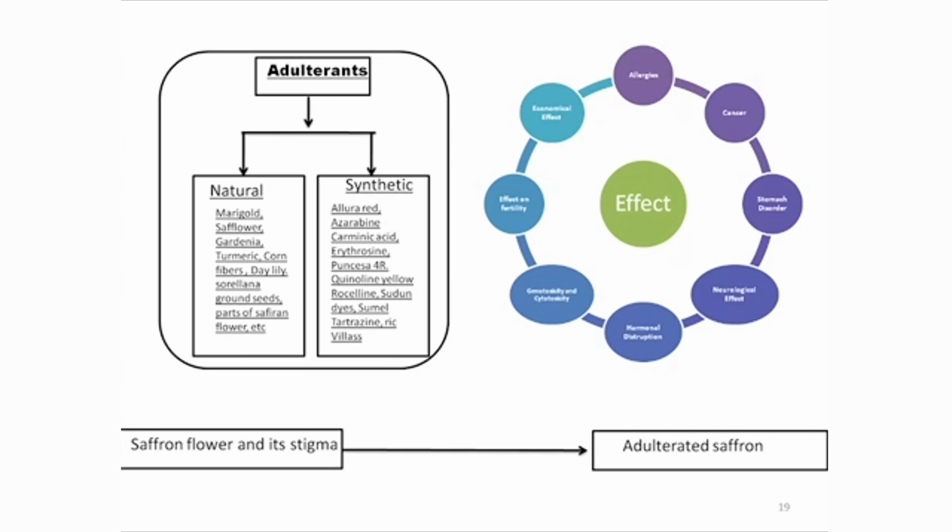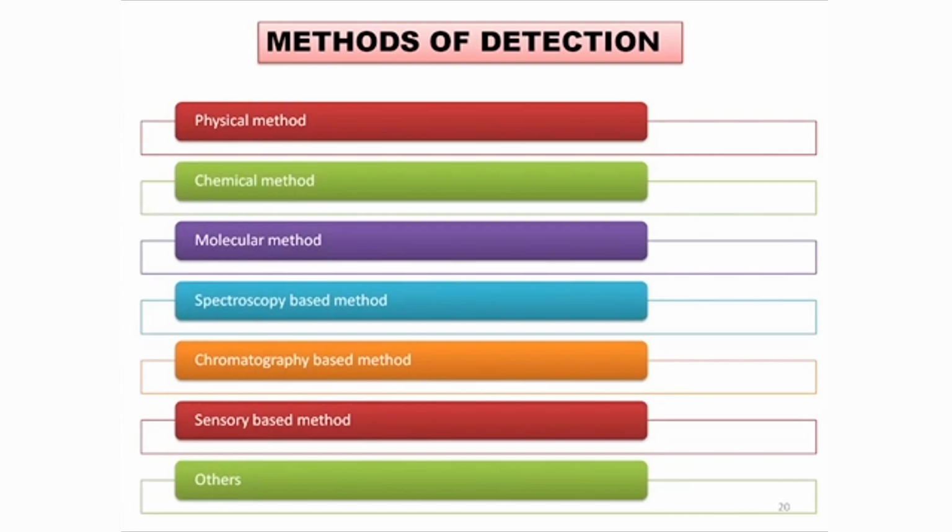Next, we see how adulteration can be detected. We discuss the methods of detection, the various methods through which we detect saffron adulteration. Various methods and techniques have been developed in order to detect adulteration in saffron.